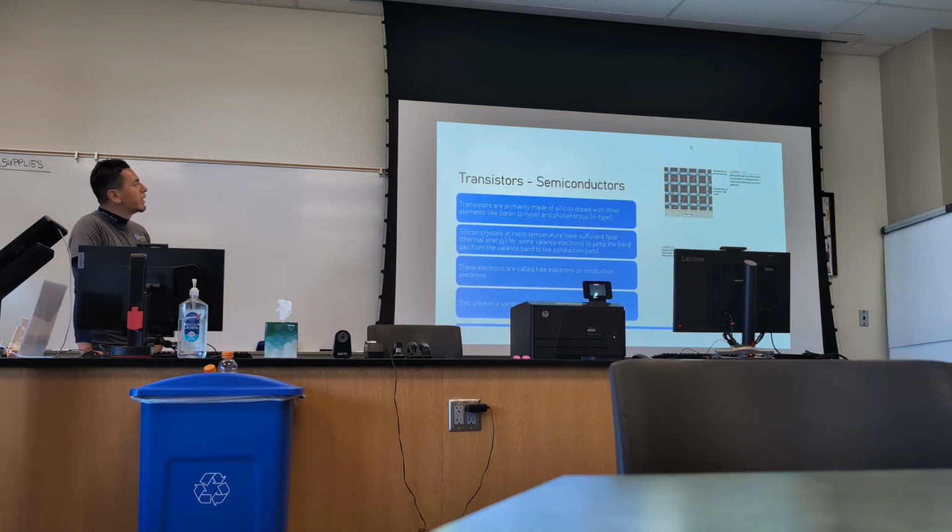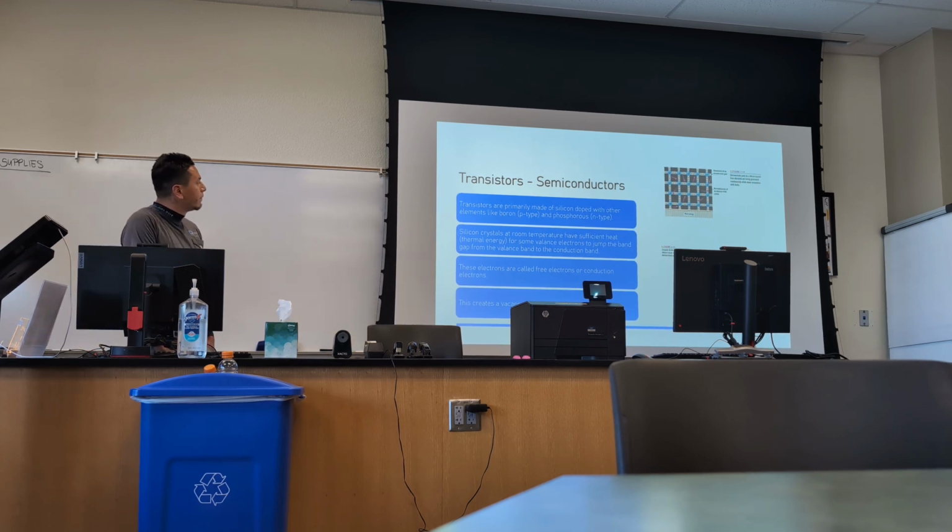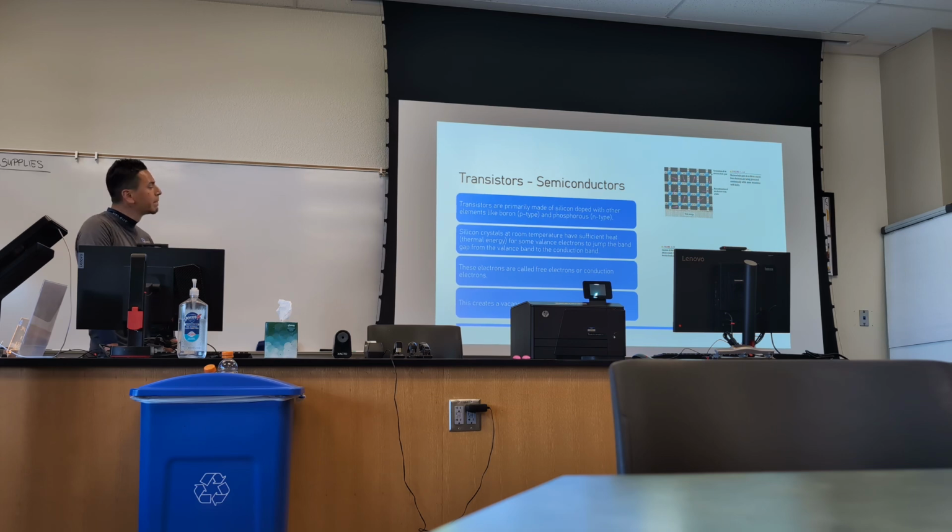So transistors are made of semiconductors. Transistors are primarily made of silicon doped with other elements like boron, which is a p-type semiconductor, and phosphorus, which is an n-type semiconductor. Silicon crystals at room temperature have sufficient thermal energy for some valence electrons to jump the band gap from the valence band to the conduction band. These electrons are called free electrons or conduction electrons. This creates a vacancy in the valence band. So something that you can see is it creates a hole once it jumps.